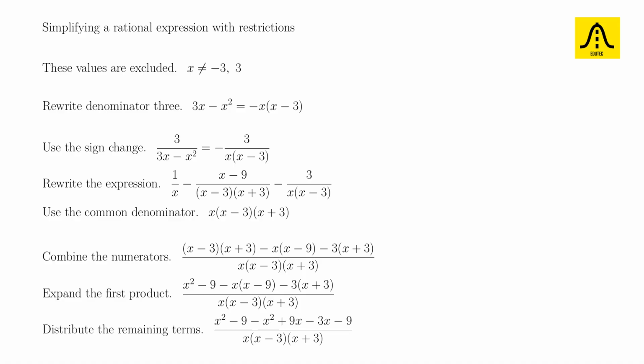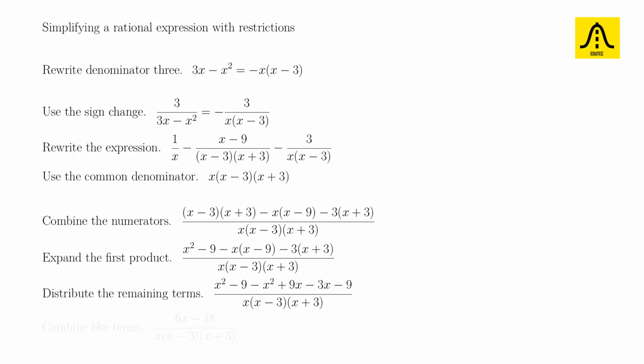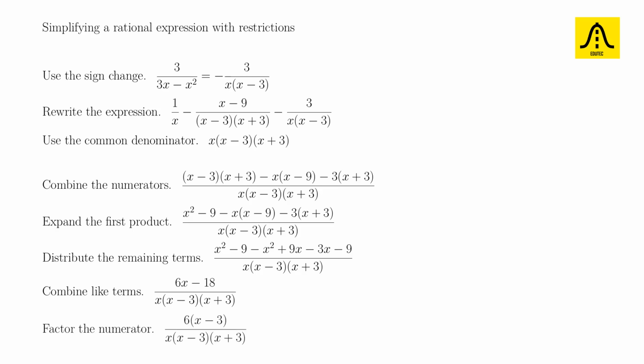Be careful with the minus signs in front of both later terms. The squared terms cancel, and the remaining terms combine. Factor the numerator, so the common factor is visible.